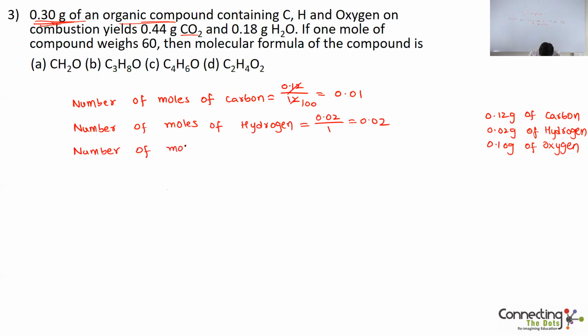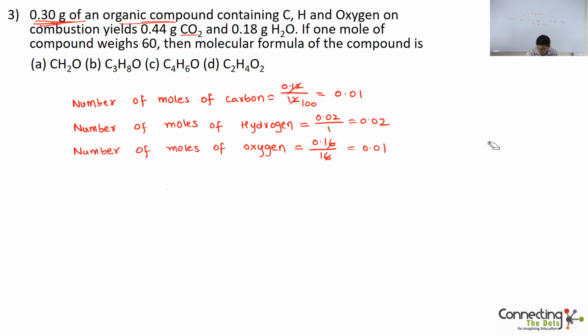Let us calculate the number of moles of oxygen. So it is equivalent to 0.16 divided by 16. So once again, it is equivalent to 0.01. So now let us calculate the ratio. Carbon is 0.01 and hydrogen is 0.02 and oxygen is 0.01. So you can say the simplest ratio will be CH2O.